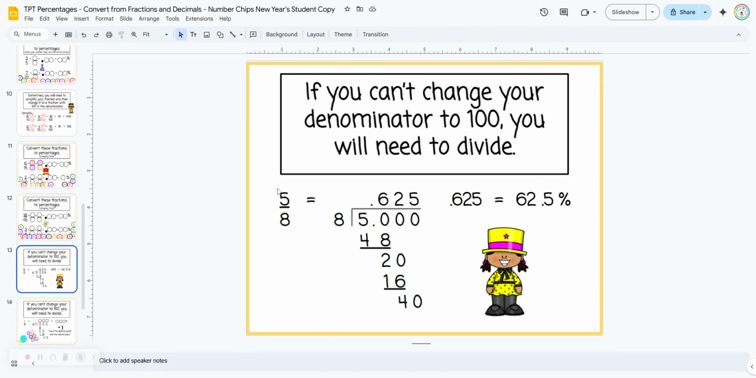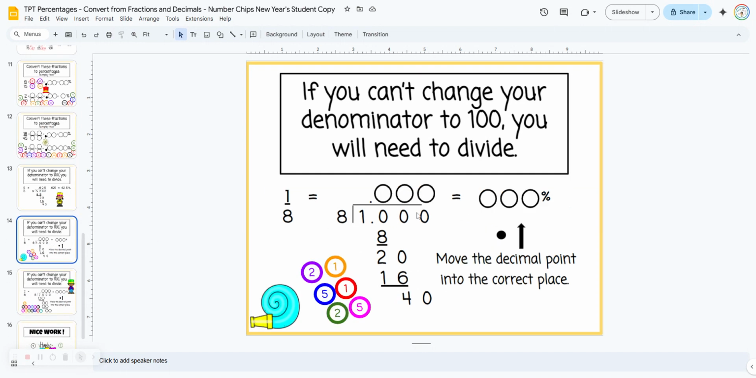Now there are some cases where we can't convert fractions to equivalent fractions with 100 in the denominator. In that case, we have to use long division. So here's an example of how we can convert 5/8 to a percentage. We're just going to take 5 and divide by 8, because fractions are just division. And we get 625 thousandths. If we move the decimal point 2 places to the right, we get 62.5%.